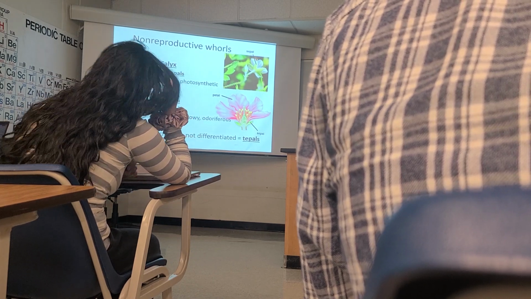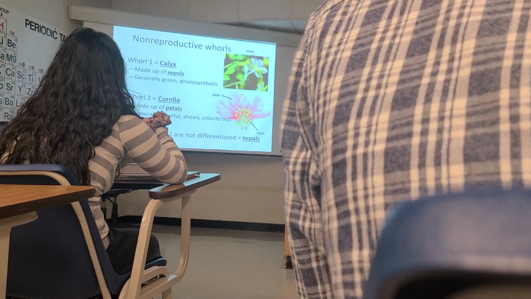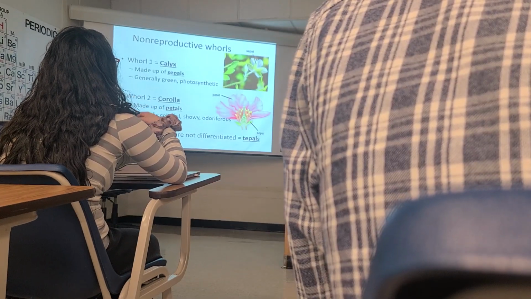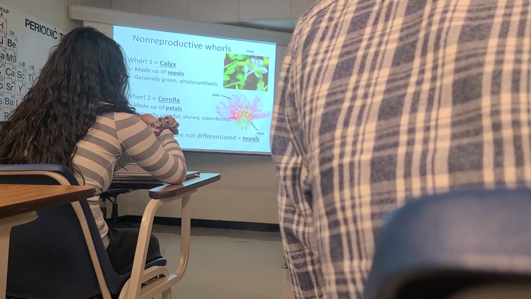Okay? And then if you have whorl number 1 and 2, not differentiated, or at least very similar in appearance, for example, if they're all petaloid looking, very petal-like, then we refer to them as tepals. And we'll see several families that we'll talk about that are going to have tepals as one of their characteristics. Some families, they're differentiated, some families, they're not.